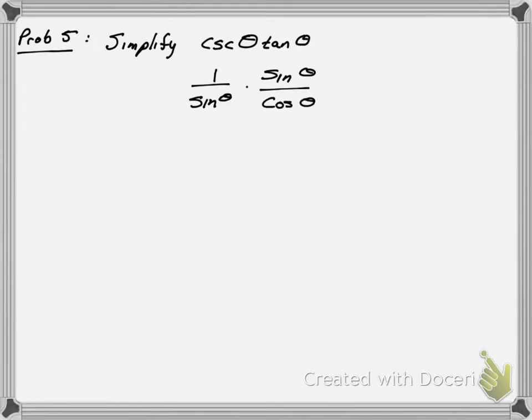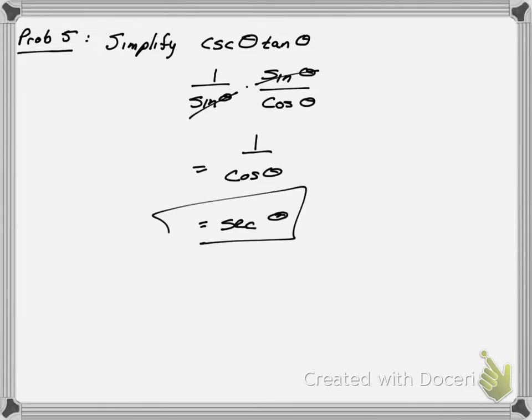Okay? Well, if we know anything about multiplication, we can cancel top and bottom. What do I end up with? I end up with 1 over cosine theta. Okay? So what is 1 over cosine theta? Well, if we go back again to that first slide, 1 over cosine theta really just equals secant of theta. So the simplification of cosecant theta times tangent theta is secant theta. What you're doing here is you're really learning how to manipulate trig identities to further your understanding of trig functions.